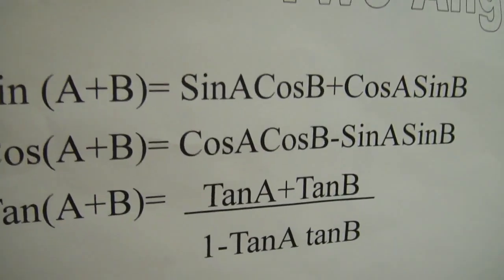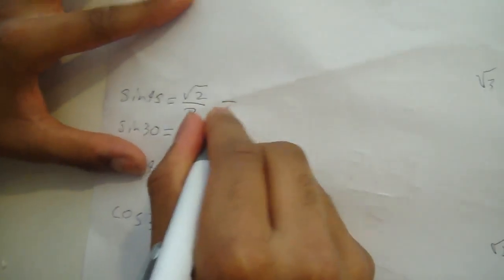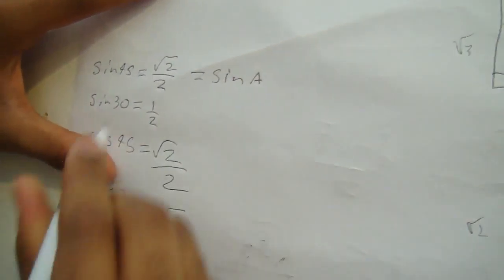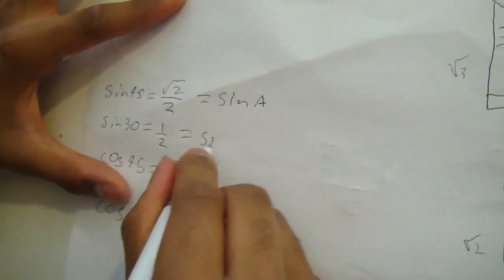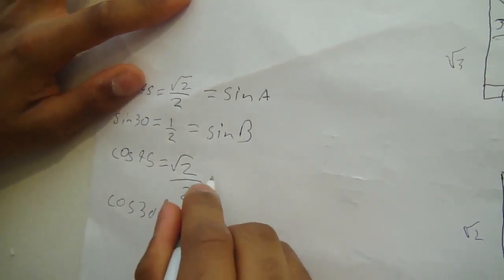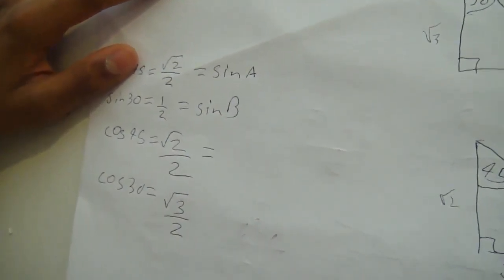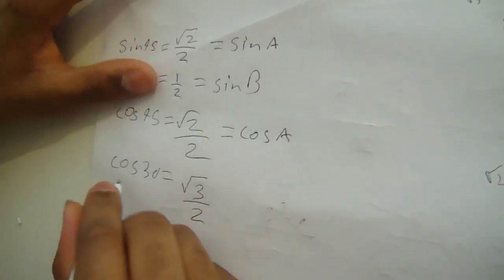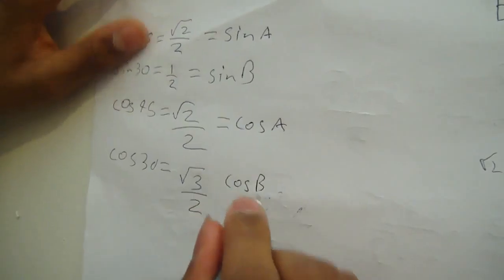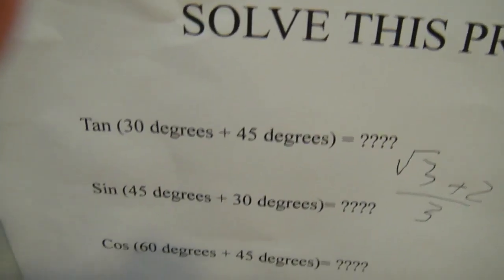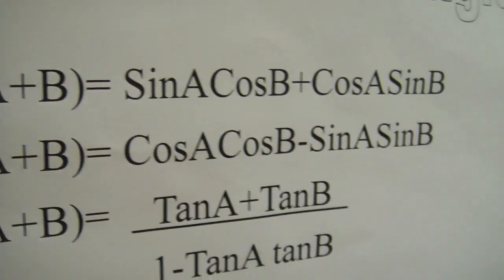Alright, now let's put them all into our formula. Let's just see which one is which. So this would be sine of A. Sine of 30 would be our sine of B. Cos of 45 would be our cosine A. And cosine 30 would be cosine B. So now we have to put that into the problem and our formula. And so it's sine A times cos B.